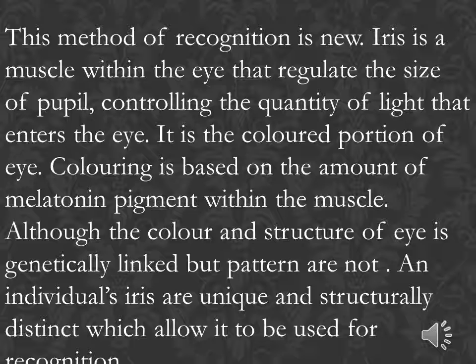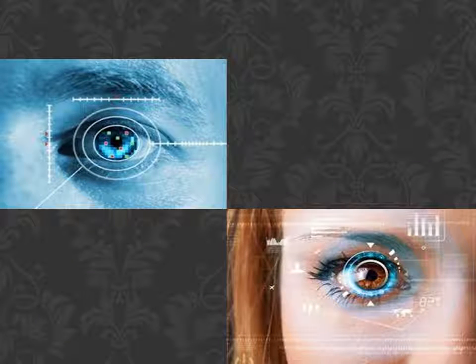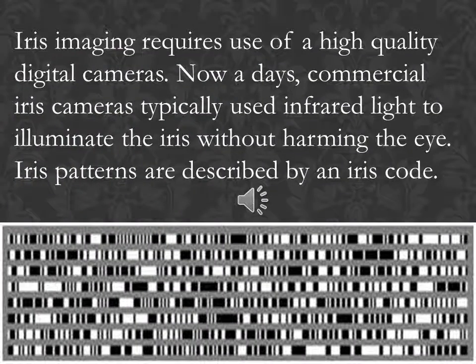Although the color and structure of the eye are genetically linked, the patterns are not. An individual's irises are unique and structurally distinct, which allows them to be used for recognition. Iris imaging requires the use of high-quality digital cameras. Nowadays, commercial iris cameras typically use infrared light to illuminate the iris without harming the eye.